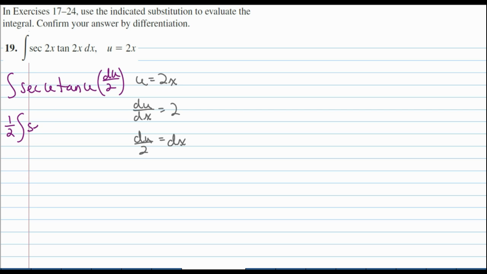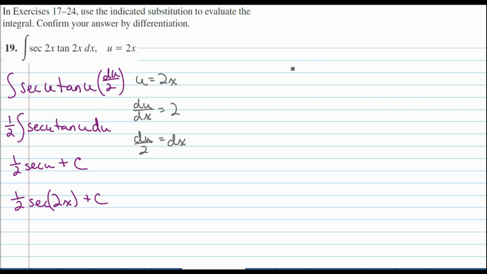So now I'm taking the antiderivative of secant u tangent u with the du afterwards, and of course the antiderivative of secant u tangent u is just secant u, and then I have a plus c. I can't leave u in the problem because that's something I created. I have to put back in what u stood for, and that's 2x, so 1/2 secant of 2x plus c.